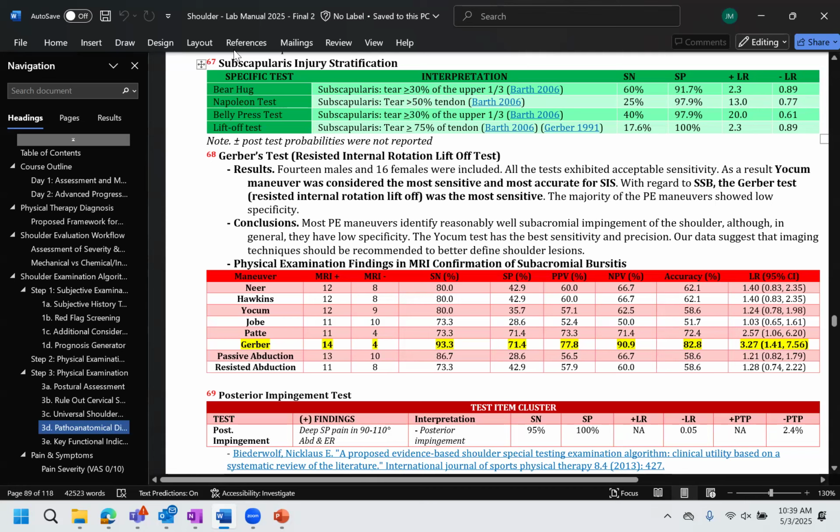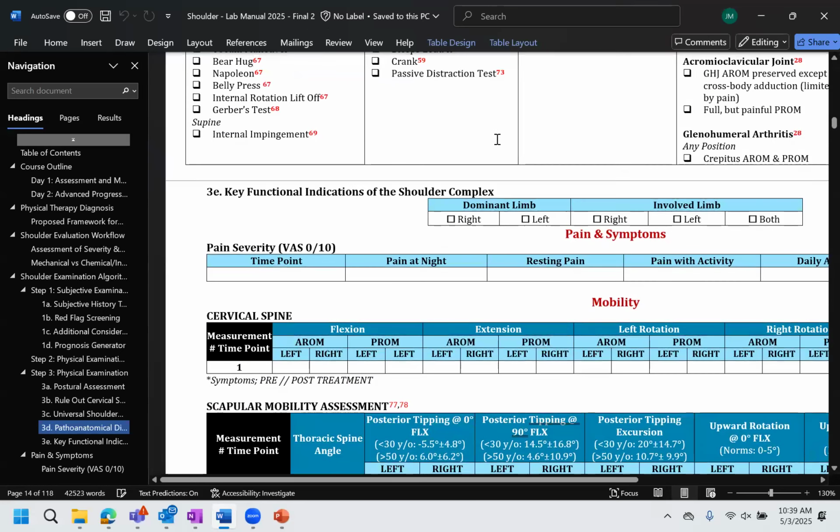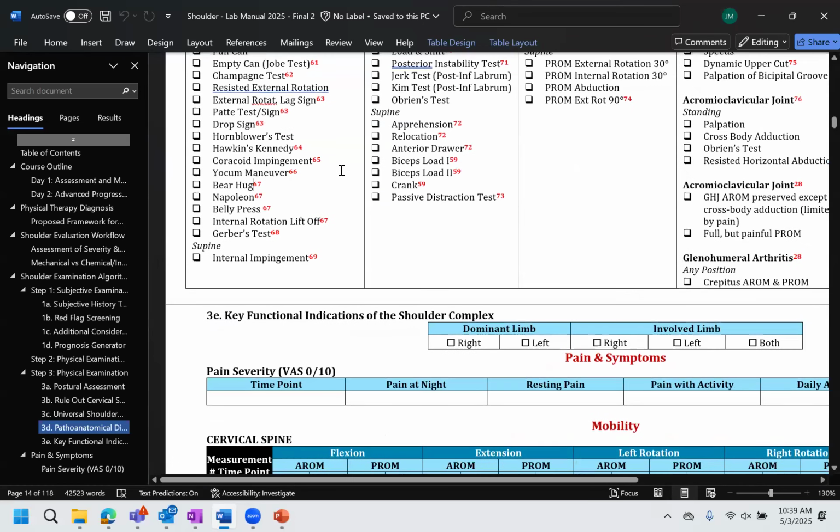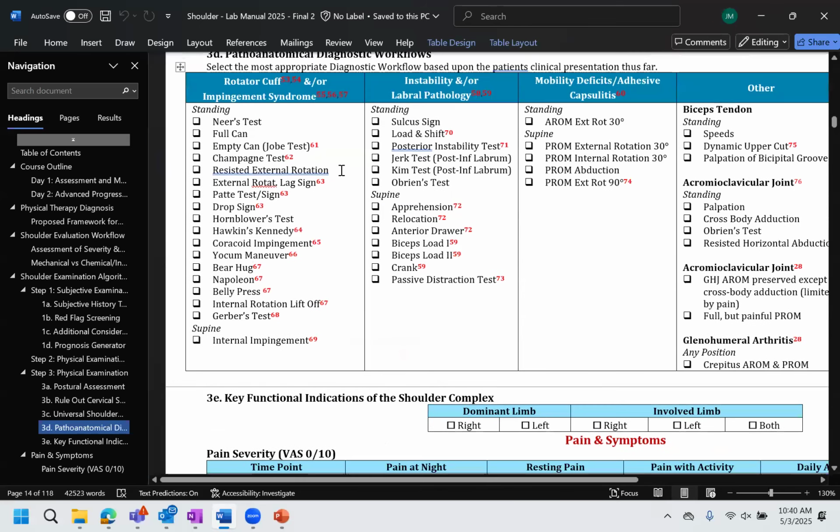And then finally is the lift-off test in the back, where if they can't do the lift-off test, that really is truly problematic. Statistically, that carries the greatest risk of a greater implication if they just can't actively lift off. And then the final one that you see there is Gerber's test, where he can't do it. I lift him off and then he still flops back, right? He can't hold it. And then internal impingement we'll go through once we get people supine.